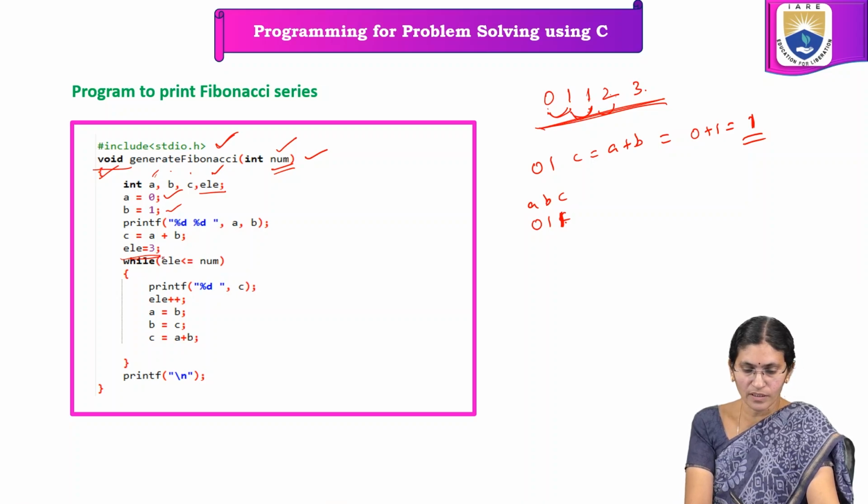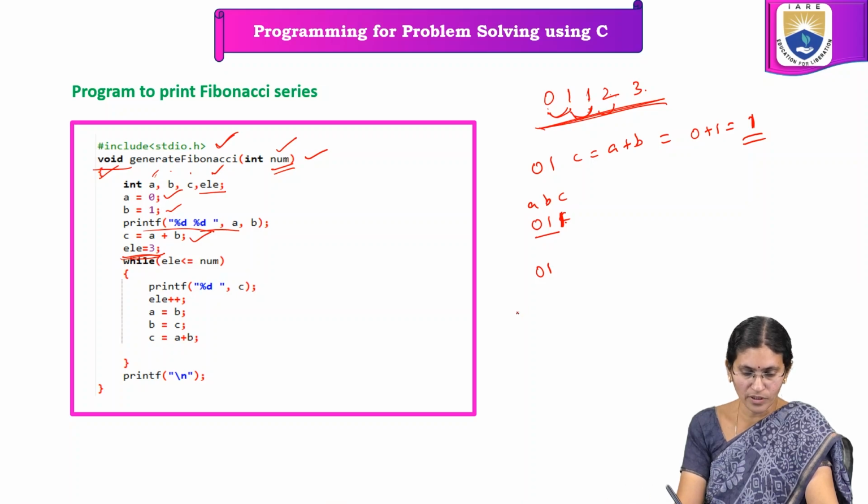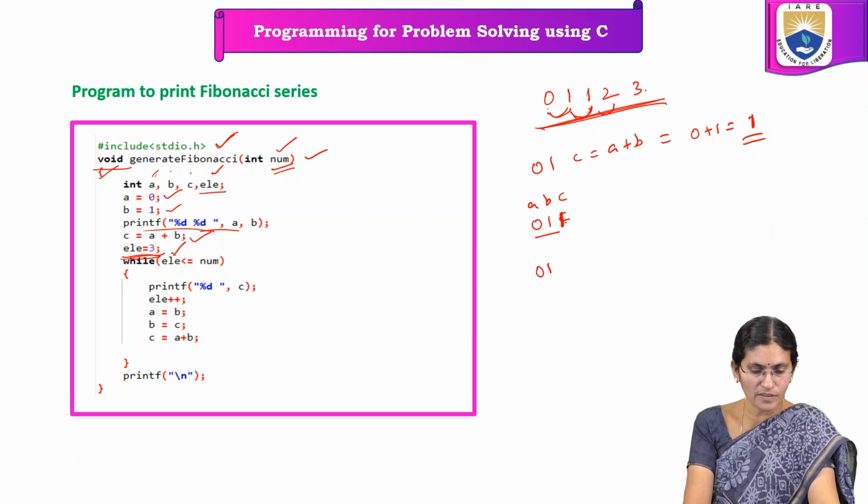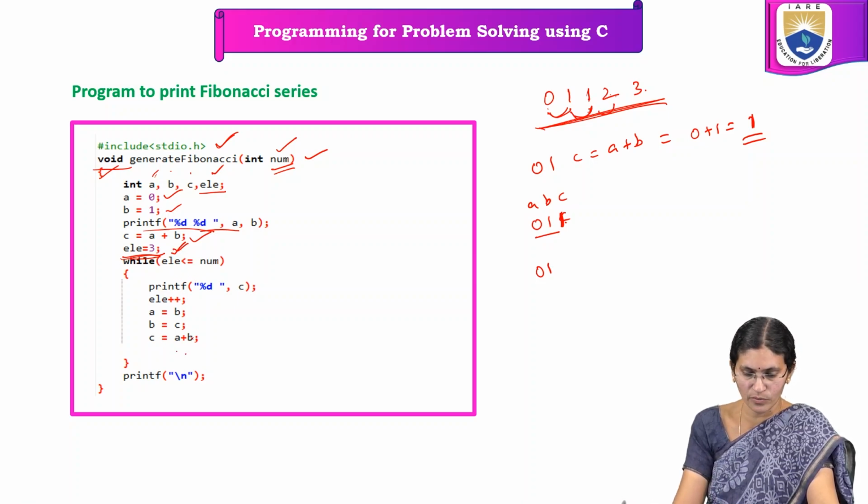Now what we are doing here is, first in this printf statement we are printing the values of a and b, so 0 and 1 will be printed. Next the c value is calculated: c is equal to a plus b. ELE is an integer variable, assigned a value 3. While this condition is true, the set of statements in the while loop will be executed. So ELE is assigned a value 3.